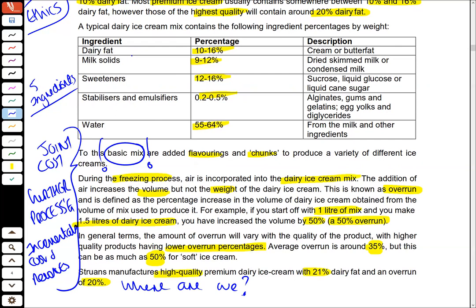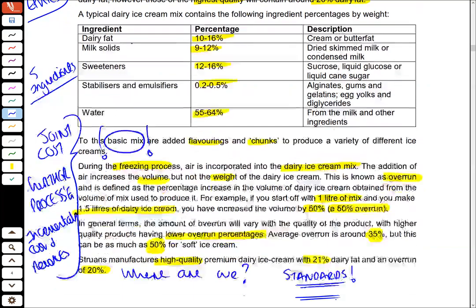It is important that we know where we want to be and, of course, exactly where we are. And again, if we think about our standards, the standards will fit in nicely here because we know that we will have a specific recipe to be adhering to.